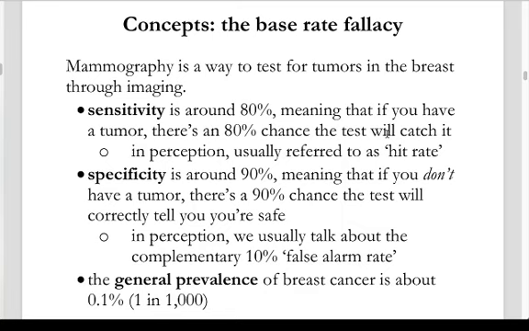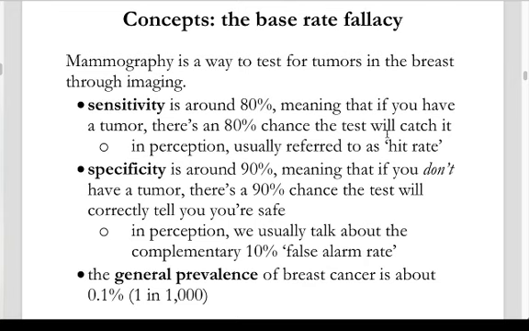The data we're getting is a test result, right? And here are the properties of the test. If you do have a tumor, there's an 80% chance that the test will catch it. And if you don't have a tumor, there's a 90% chance that the test will catch that you don't, right? Also, what Bayesianism tells us is that it's actually really important to know how common breast cancer is in general, right? So the general prevalence of breast cancer is about 1 in 1,000.